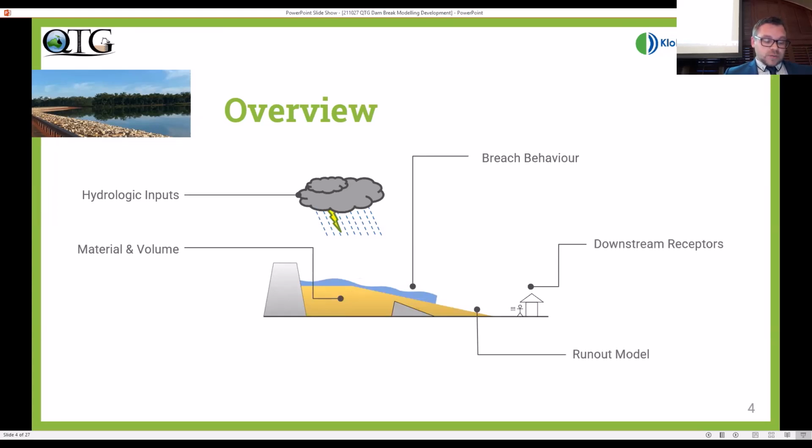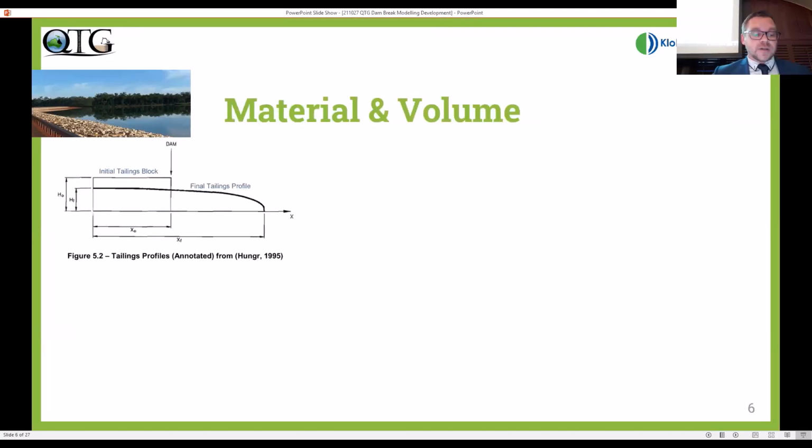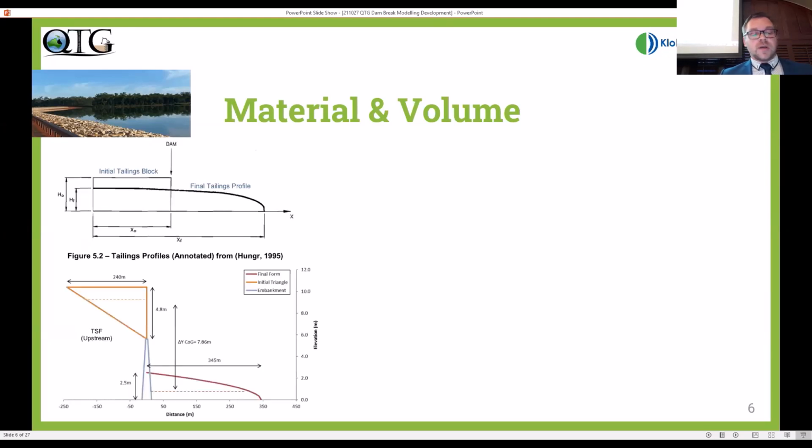So initially, we'll look at the material and volume aspects of the system. I recall my first application of a TSF dam failure some years ago. I used a simple run-out formula that was based on the estimation of shear strength and assumed volume of tailings based on a block or a triangular wedge of tailings material, and that was it.